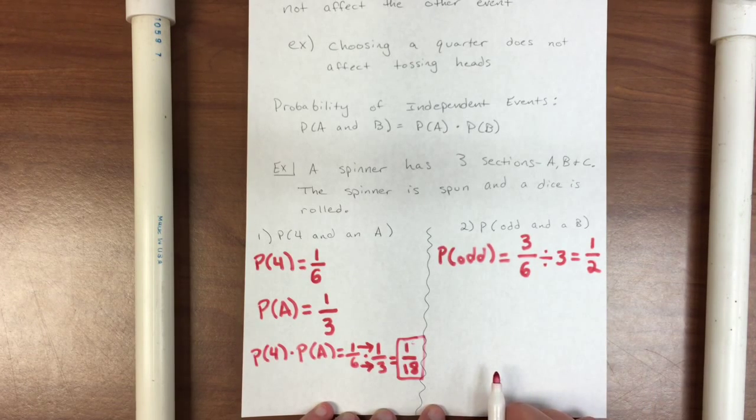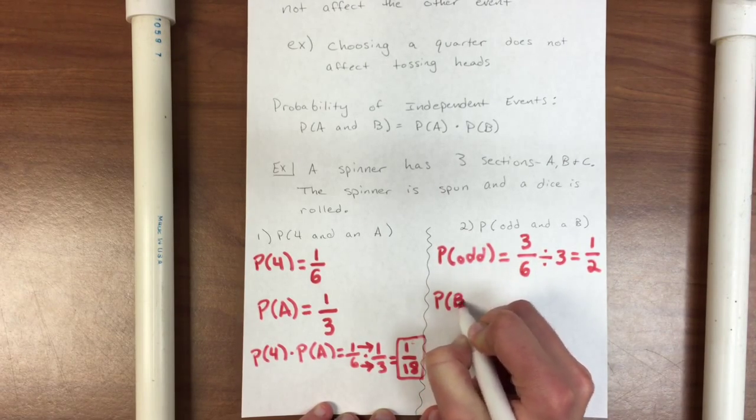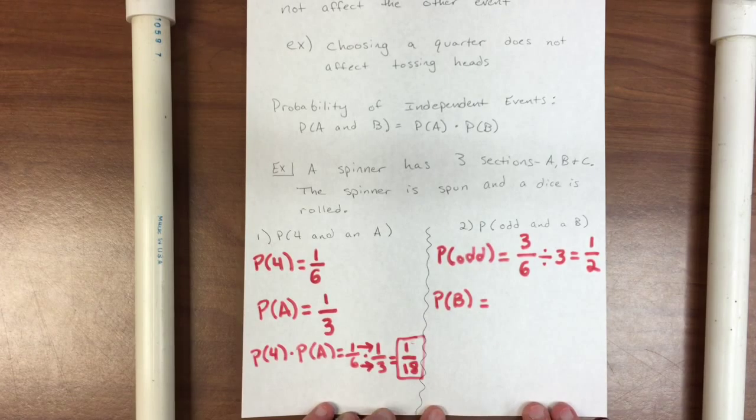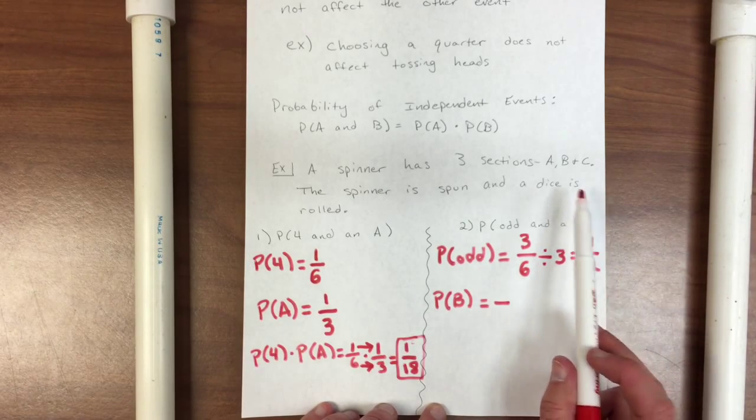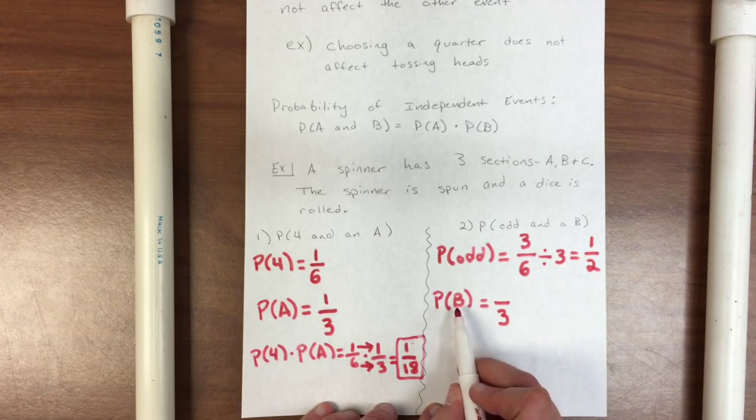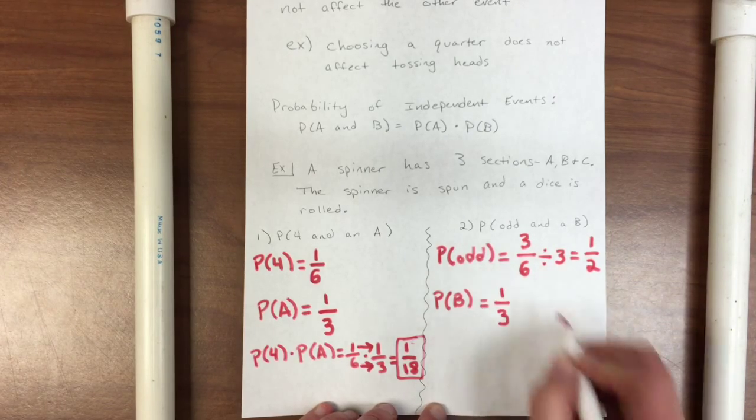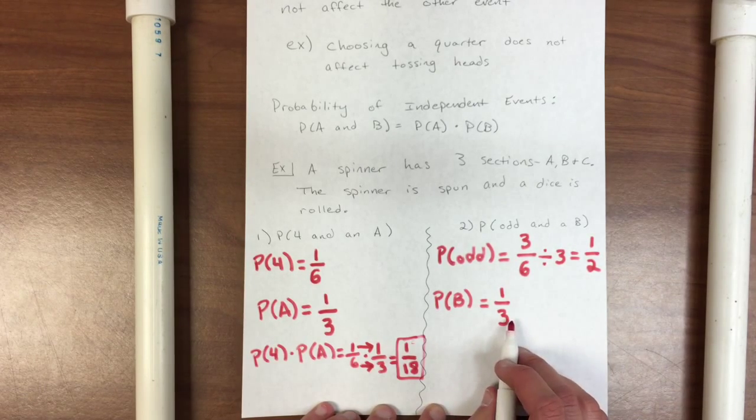But we're not done yet. What is our second event? The probability of spinning a B. So we're on our spinner again, so we need to look at our total number of sections. What was our total number of sections? 3. And how many sections is B? 1. So the probability of spinning a B is 1/3.